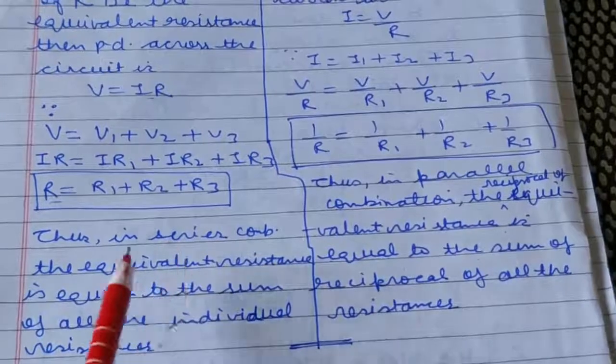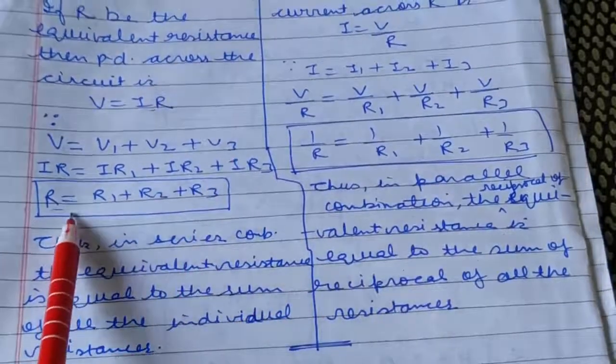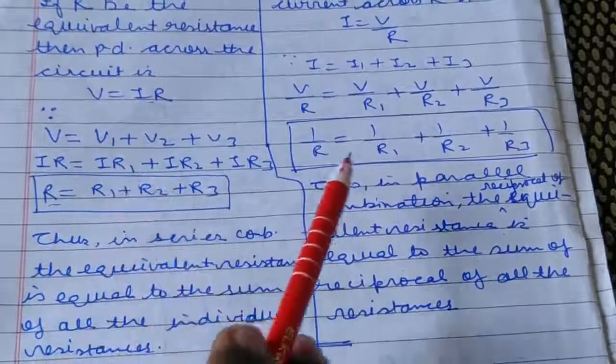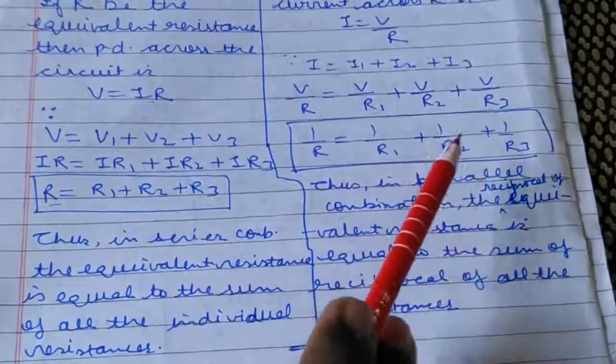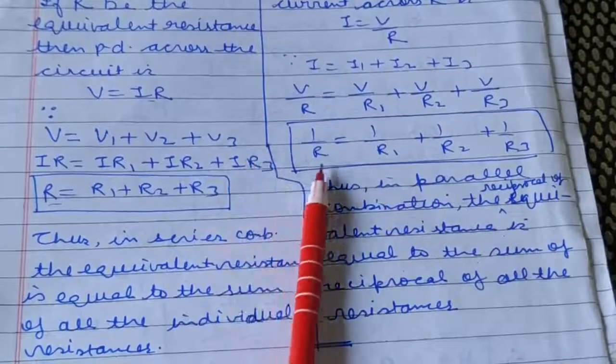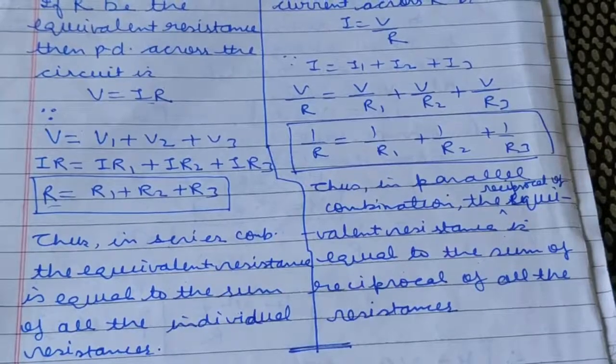Therefore, if you compare these two formulas, in series combination you will directly add up, and in parallel combination the sum of reciprocal of resistance will be taken out for equivalent resistance. Now I will explain you with a numerical problem.